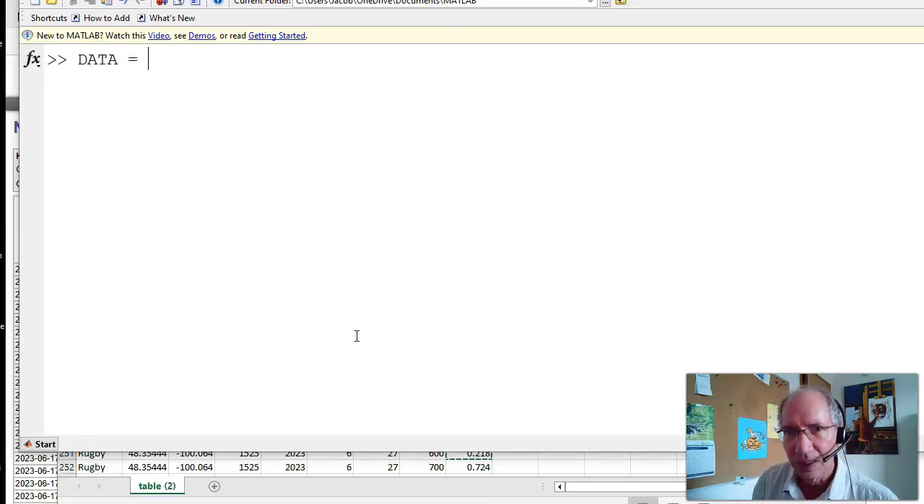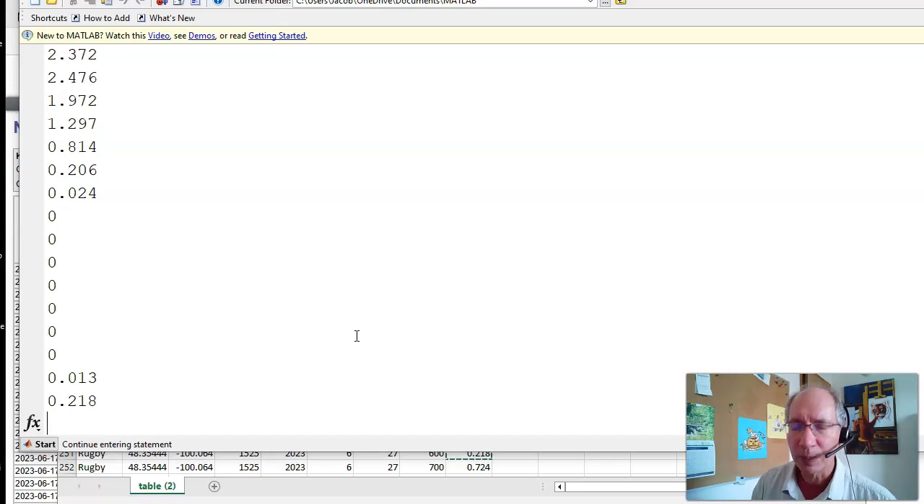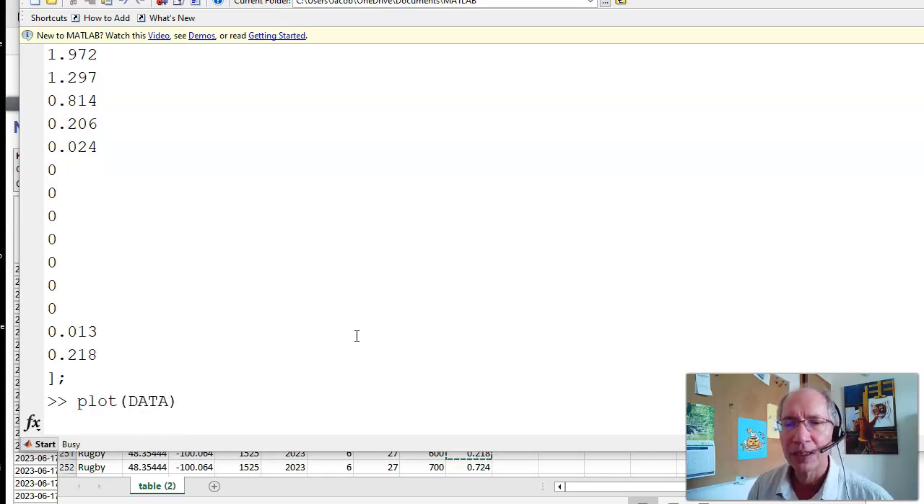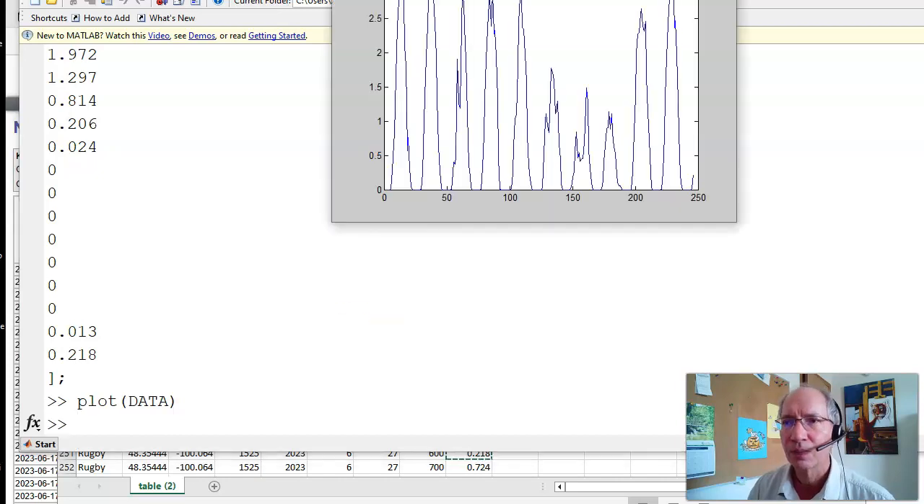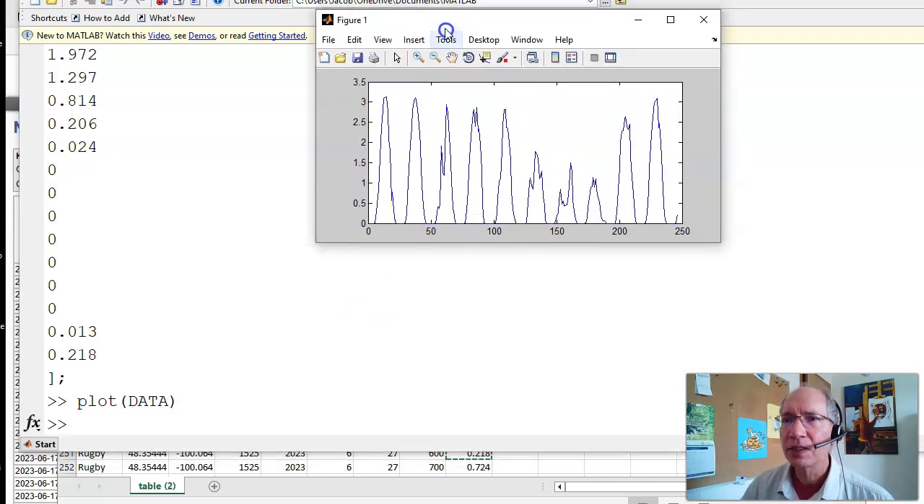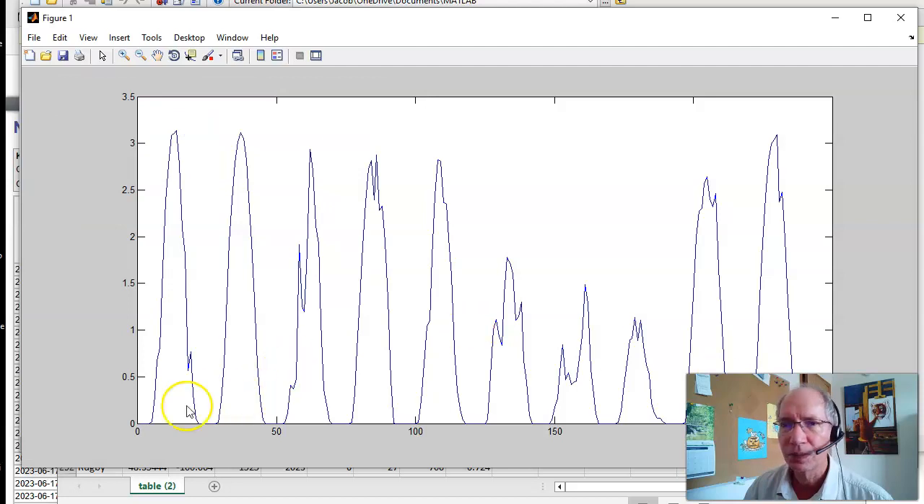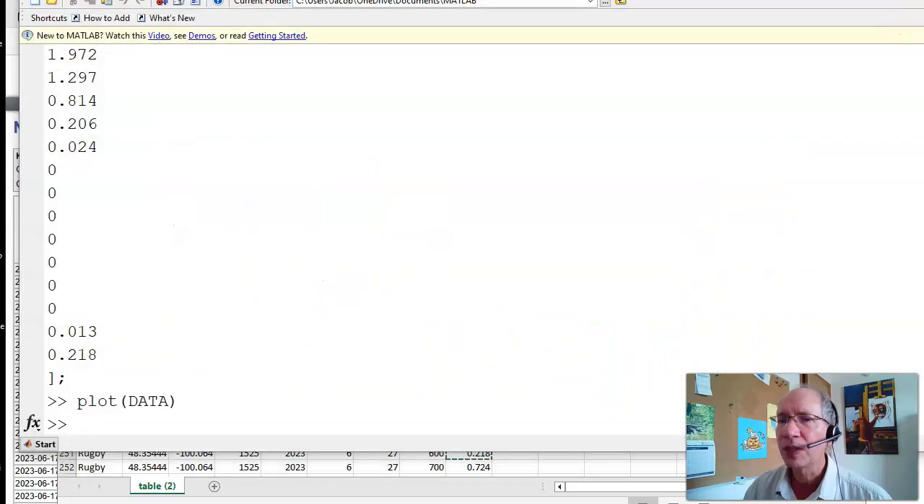Say data equals start of matrix, paste. And that was Control V to paste. The old WordStar commands, Control C is copy, Control V paste, square bracket to end the matrix. Then I can plot it to make sure I got the data in. And that's what it looks like. This is the solar intensity in Rugby, North Dakota for the last couple days. So here you can see it's nighttime, daytime, nighttime, daytime, nighttime. You can see the days and nights go by. And it looks like a couple clouds came by over here. So that's where you pull in the data.